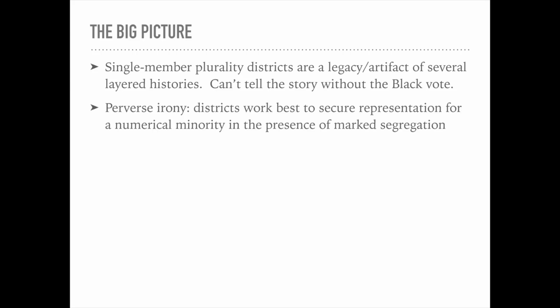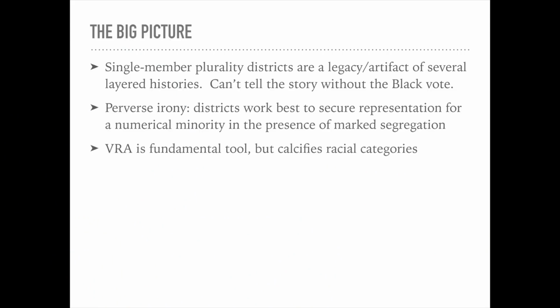There's a kind of perverse irony in play that districts work best to secure representation for a numerical minority in the presence of marked segregation. And so less segregated populations are much harder to represent with a districting system. This is true not only for Asians in Santa Clara, but for Republicans in Massachusetts, right? This is true for any numerical minority. Republicans are just not segregated enough here in Massachusetts.